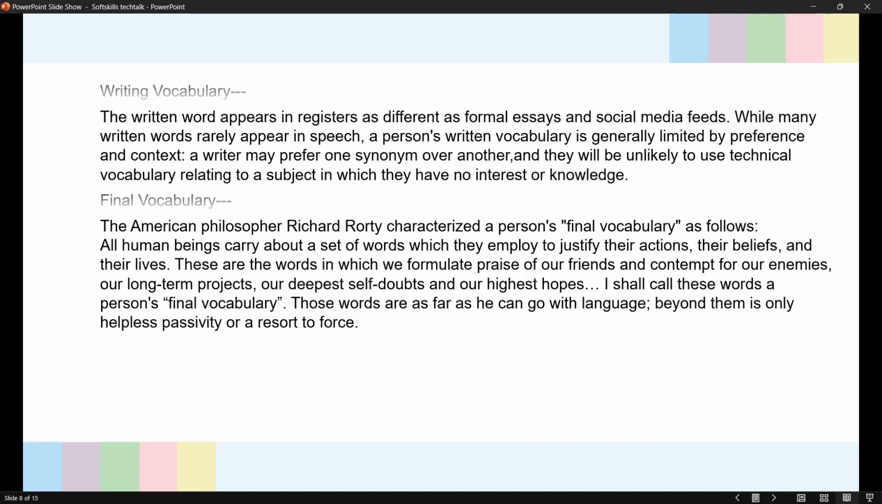Final vocabulary. The American philosopher Richard Rorty characterized a person's final vocabulary as follows. All human beings carry about a set of words which they employ to justify their actions, their beliefs, and their lives. These are the words in which we formulate praise of our friends and contempt for our enemies, our long-term projects, our deepest self-doubts, and our highest hopes. I shall call these words a person's final vocabulary. Those words are as far as we can go with language. Beyond them is only helpless passivity or resort to force.